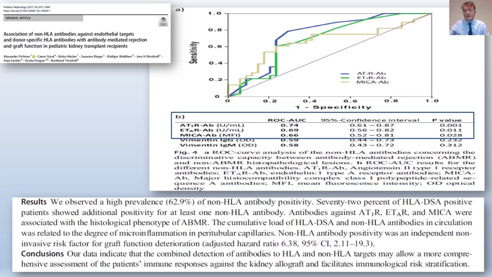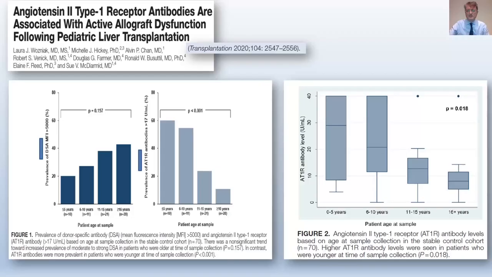So the message coming from this Heidelberg study, which was shown very early in this talk, is that you should combine the screening of HLA and non-HLA antibodies in the patient who is in trouble. Therefore, you can find very clearly that the specificity and sensitivity of this combined evaluation of HLA and non-HLA antibodies identifies the patient at the highest risk.